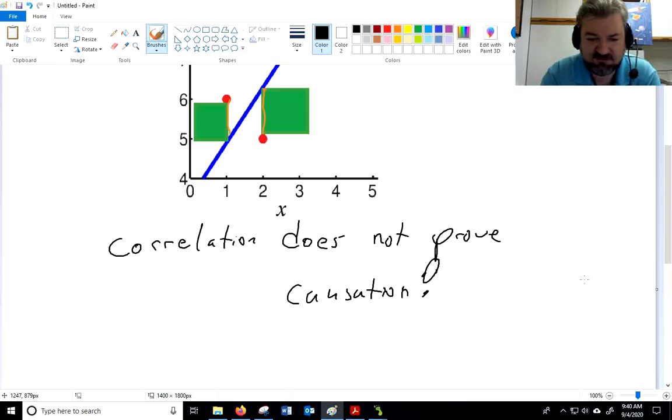Some of them could be even sillier. For example, the number of seashells in a county corresponds to shark attacks. Does that mean that seashells cause shark attacks? Well, no, obviously not. It's just that if your county has a lot of seashells, you're probably on the ocean, and the ocean is where shark attacks occur. We could go on and on with silly correlations like that. So it's important to remember correlation does not prove causation, but it is a good first step in identifying things.